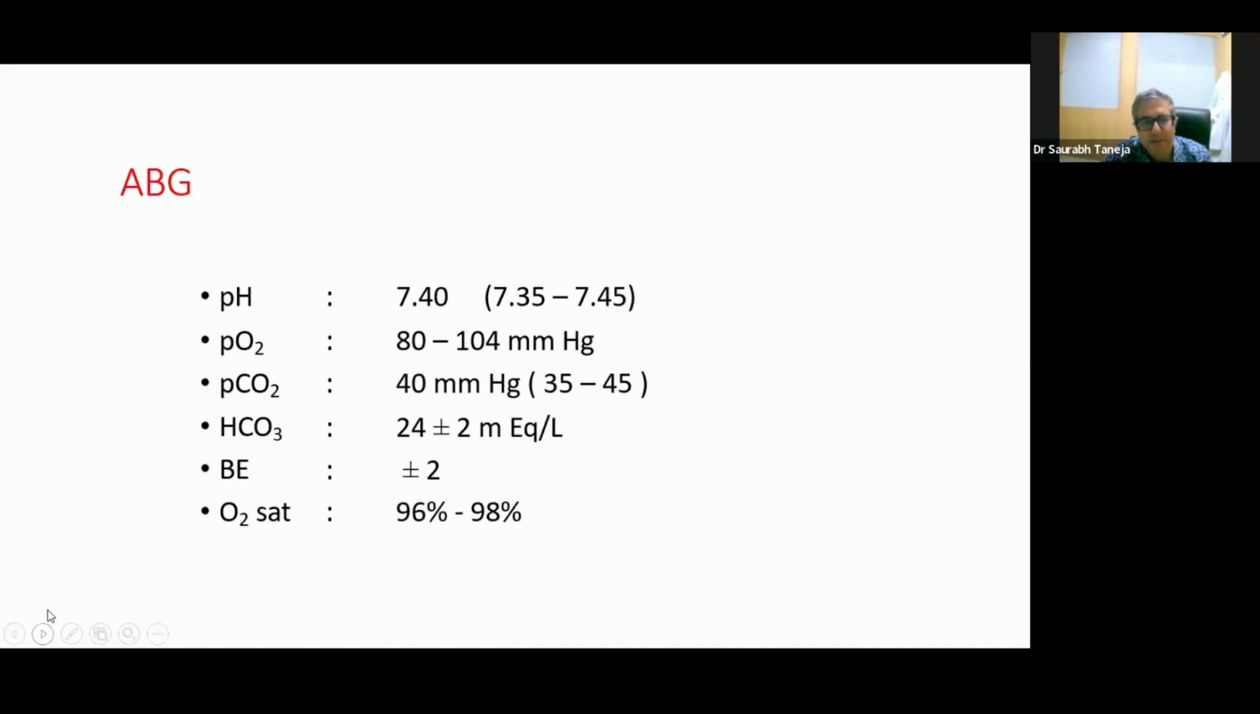So these are the ABGs. When we do a blood gas analysis, we should know the normal values. It is very essential for the nursing staff and for all the doctors who are handling the ABGs to know the normal. Each one of us should know the normal values so that whenever we find an abnormal value, we should raise an alarm. So the pH is normally 7.35 to 7.45. The PO2 is 80 to 104, as I told you, 80 to 100. The PCO2 is 40 millimeters of mercury. The bicarbonate is 24 plus or minus 2 milliequivalents per liter. The base excess is plus or minus 2. The oxygen saturation is 96 to 98%.